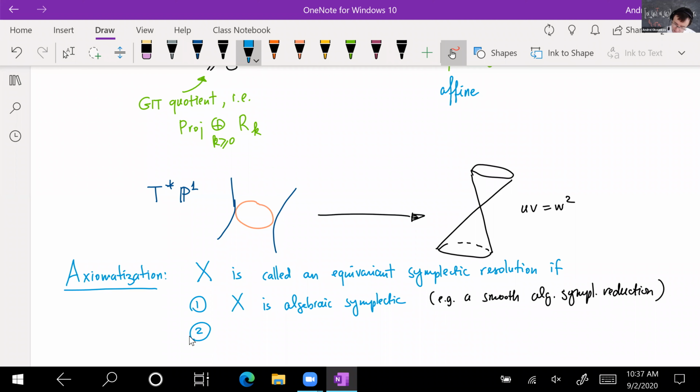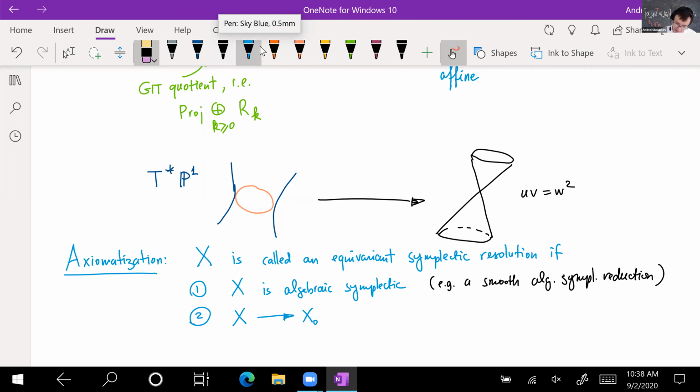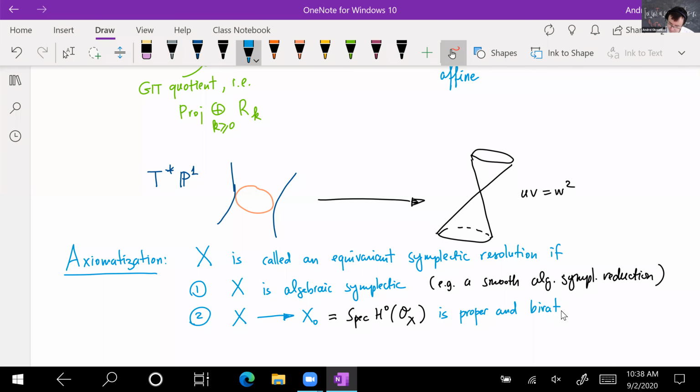Second, it's a resolution of singularities, so there exists a map from X to, the easiest thing is, what should be X naught? X naught we can take as the Spec of global functions on X. So this is projective, it's proper, maybe, and birational. For us, it's the proper part that's important, but in the general development of theory, birational also comes in handy.